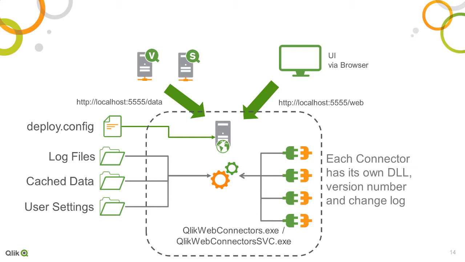So we have our different folders here. The log files folder, we'll look at that. Cache data, user settings. If your request to your web API is still in the cache set, stored in the cache data folder, that will of course improve the performance. You'll have your QlikView or Qlik Sense implementation interfacing with this, and you'll have your administrator accessing it via the browser to access the UI.